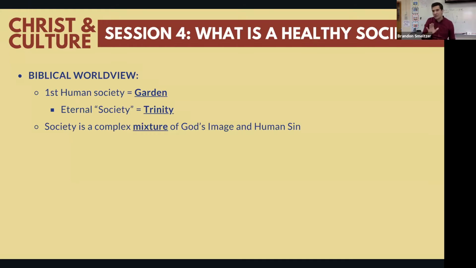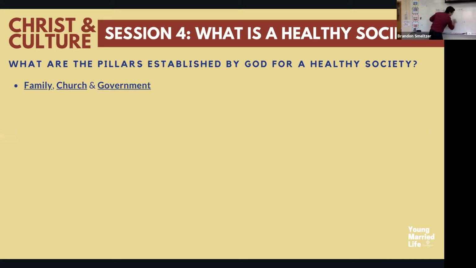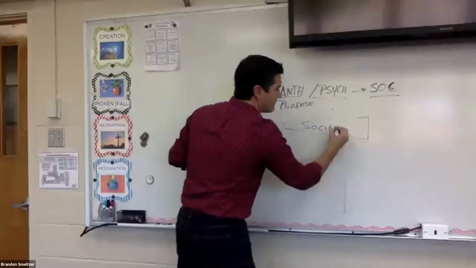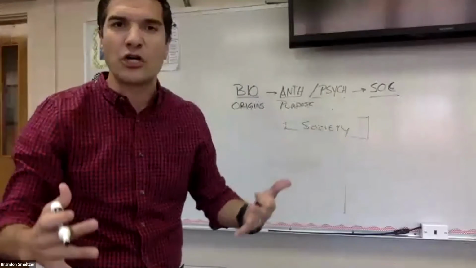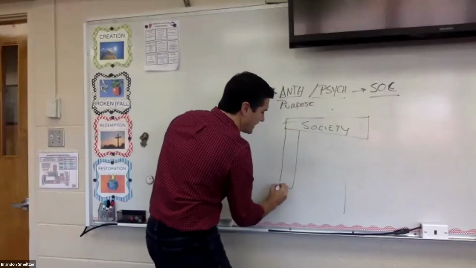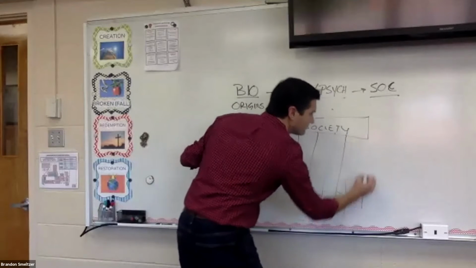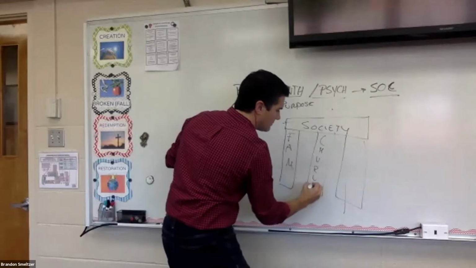Now, so what are the pillars? What did God establish to be the pillars that hold up a healthy society? They're threefold: family, church, and government. There are three pillars that hold up a healthy society. So if you think of society like this, medicine, technology, education, all of these different things that are included inside your society, commerce, all that, think of it as this giant beam, but it has to be supported by three things. Family, church, and government.